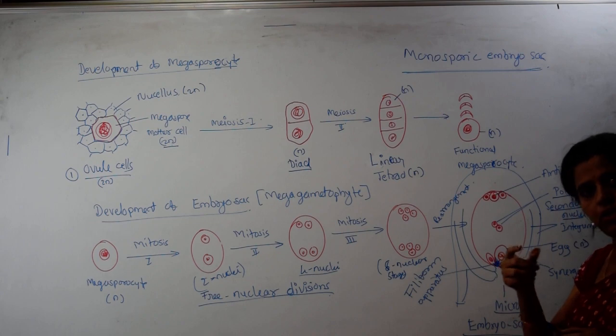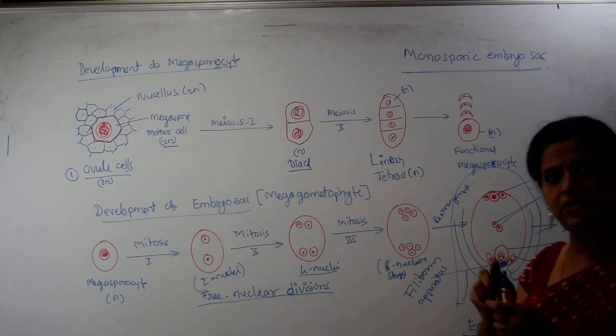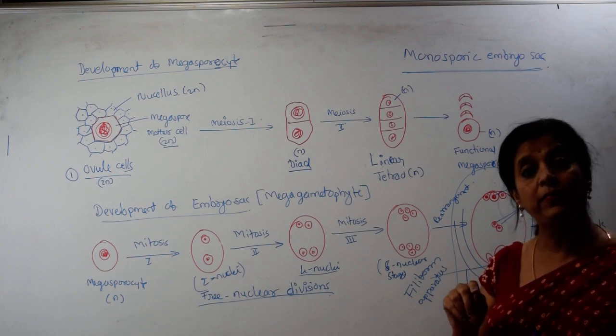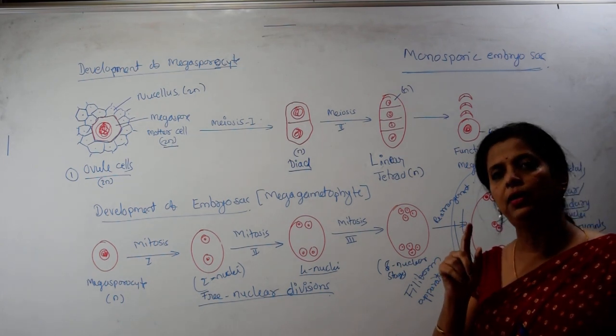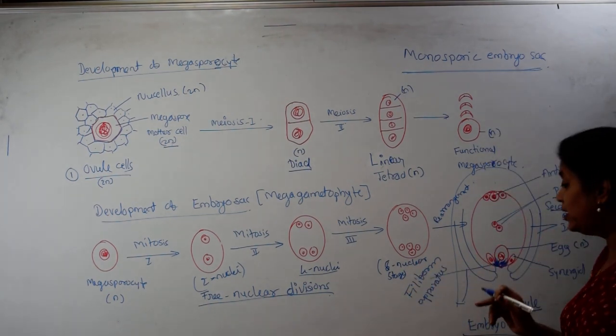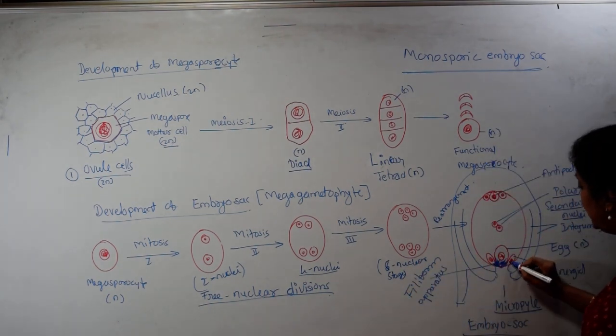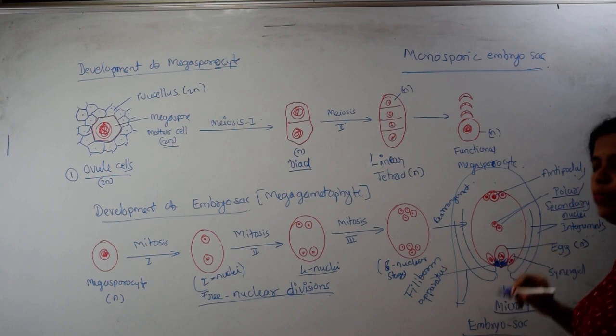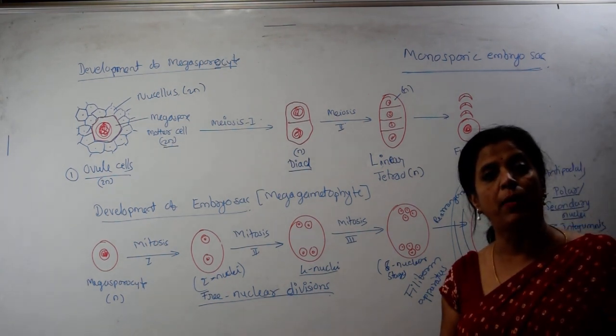They are thread-like structures, almost like channelized or feathery structures. These actually help in guiding the male gamete towards the egg. Right? Whenever fertilization happens, male gametes are released into the synergids, and these will guide the male gametes to move towards the egg. That is the important function of the filiform apparatus.